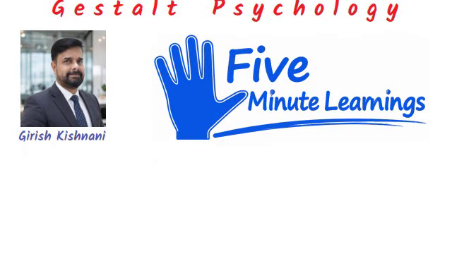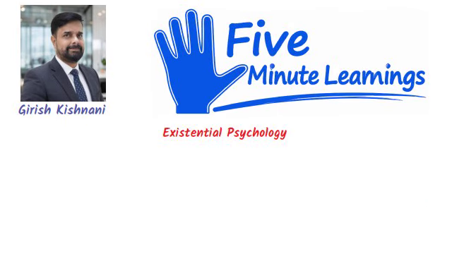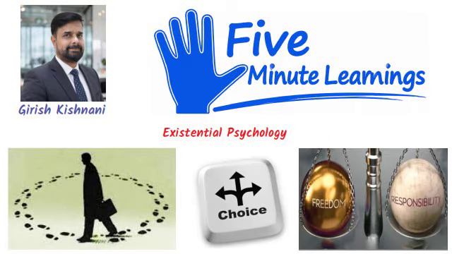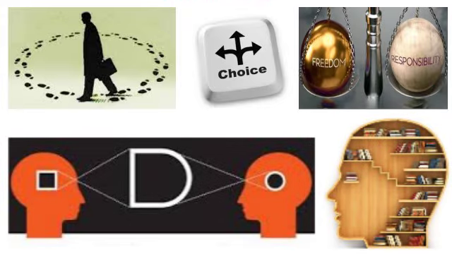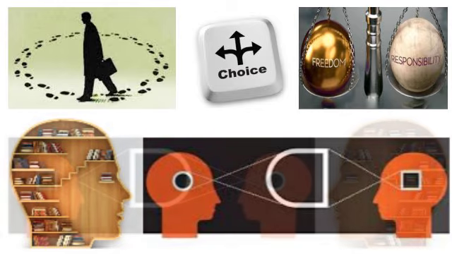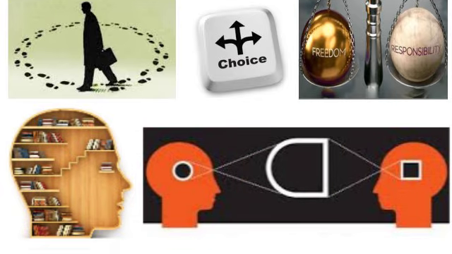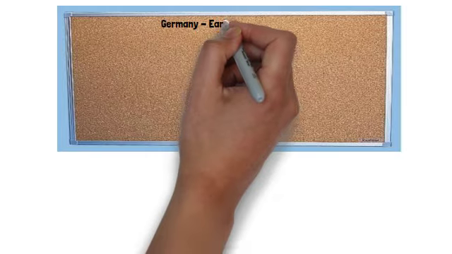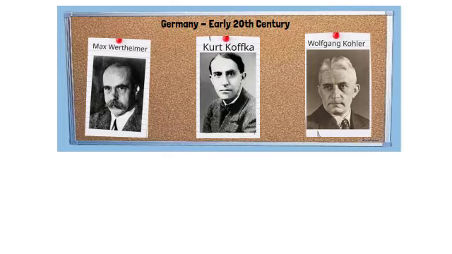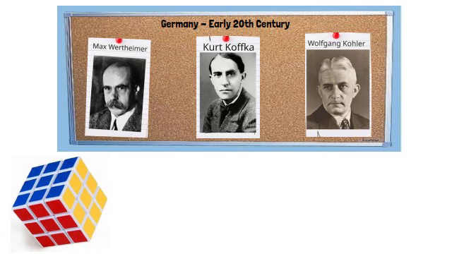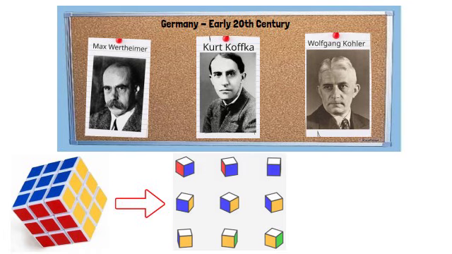In our previous video, we explored existential psychology and its focus on meaning, freedom, and personal responsibility. Today, we explore Gestalt Psychology, a school of thought that changed our understanding of how the human mind perceives and organizes the world. Gestalt psychology emerged in Germany during the early 20th century through the work of Max Wertheimer, Kurt Koffka, and Wolfgang Kohler. At a time when psychologists were trying to understand the mind by breaking experiences into smaller parts, Gestalt psychologists proposed a radically different idea.